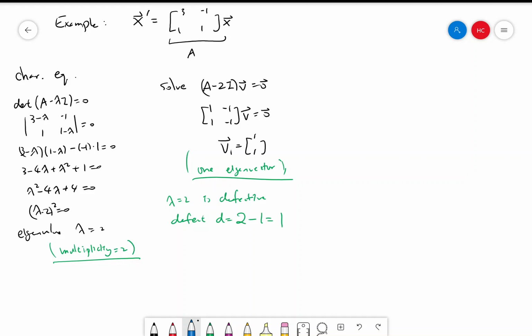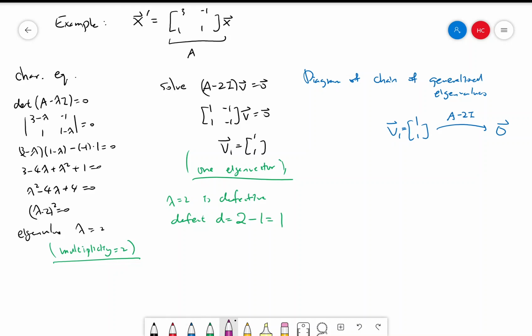So we can refer to a chain of generalized eigenvectors. The diagram of the chain looks like this. We have our v1, which is (1, 1). We multiply by A minus 2I, and this gets you 0. To find v2, we need to solve (A minus 2I) times v2 equal to v1. So v2 will be a generalized eigenvector.